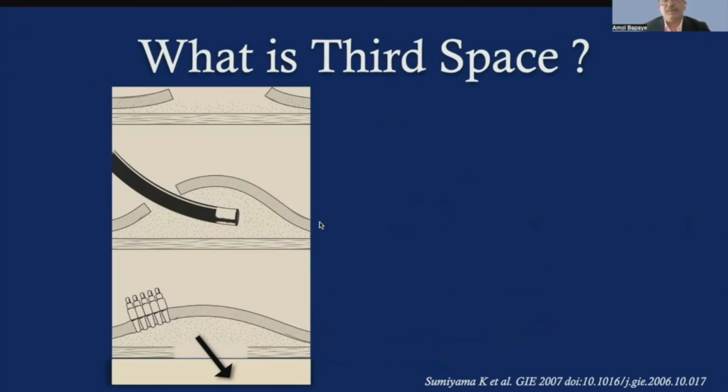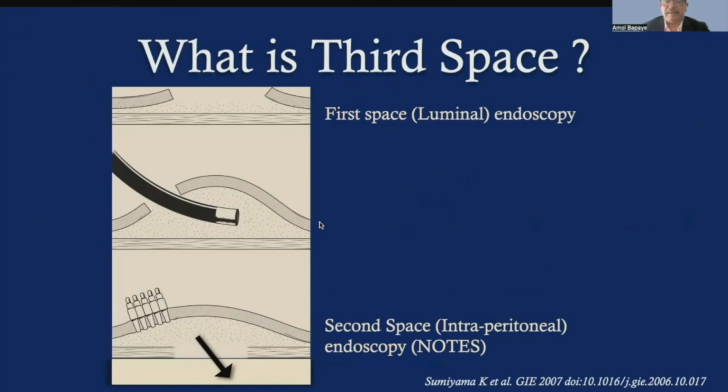So let us begin by understanding what is the third space. We are all familiar with the first space, which is luminal endoscopy, and the second space is the intraperitoneal space, which is exploited by surgeons as well as endoscopists who perform those procedures. But there is a potential space in the submucosa of the GI tract, which can be used to perform several procedures, and this is called the third space or the submucosal space that is utilized for endoscopic procedures.